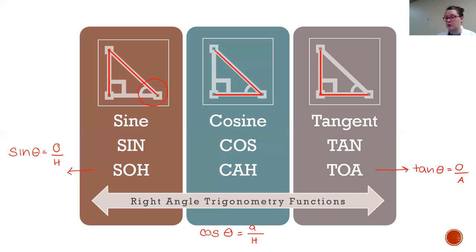So those are our three trig functions. We'll look at using them a little bit as we go. SOHCAHTOA is the acronym that's often used to remember them. So simply, sine is opposite over hypotenuse, cosine is adjacent over hypotenuse, and then TOA, tangent is opposite over adjacent.